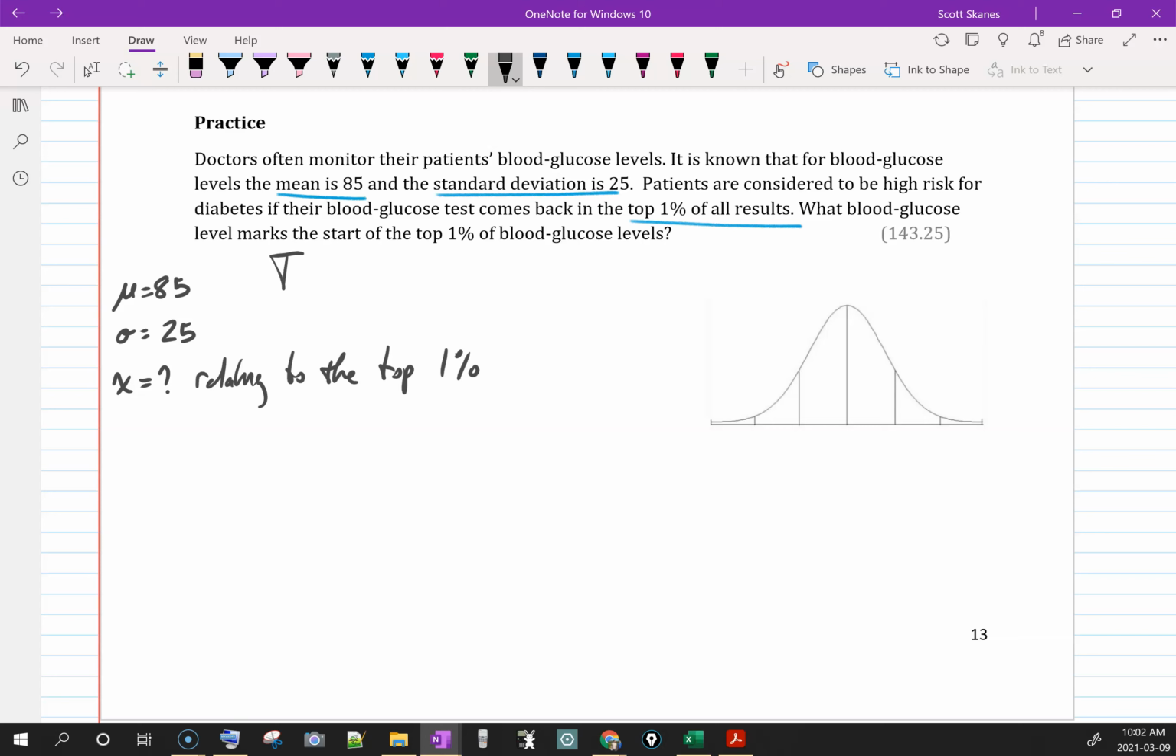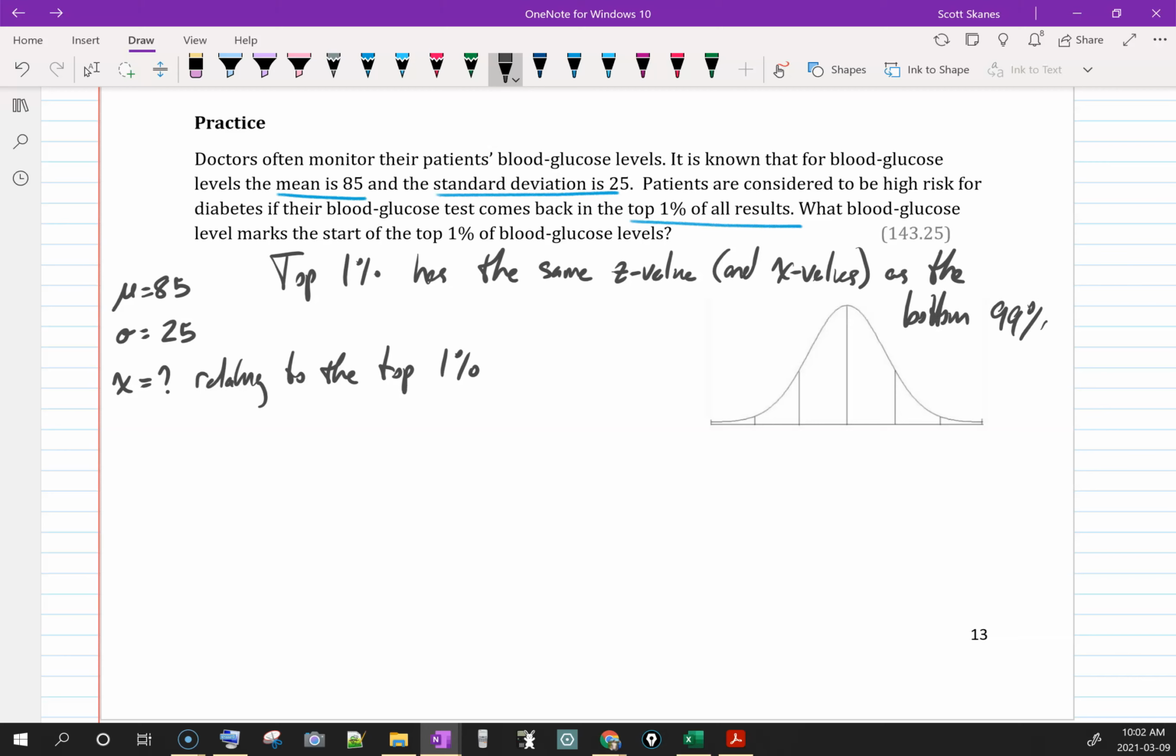So I just want to make a note here. The top 1% has the same Z value and accompanying X value as the bottom 99%. So what I mean by this is like right along here somewhere probably. This is going to be your Z value you're looking for. You also need to find the X value at that point.